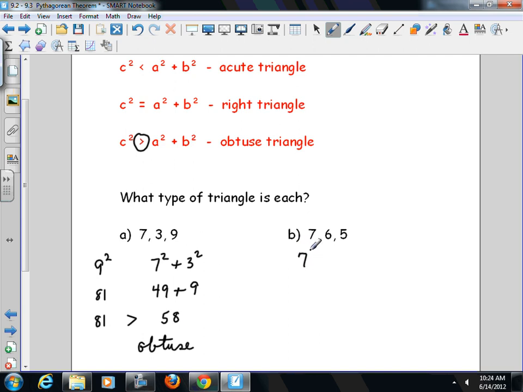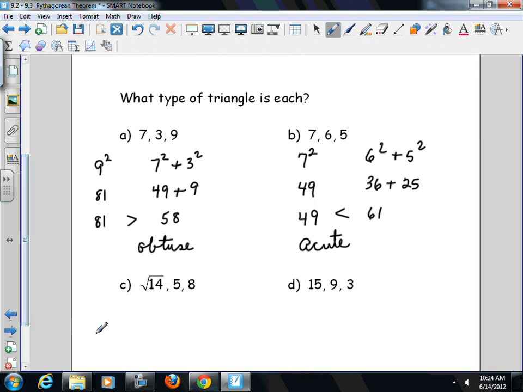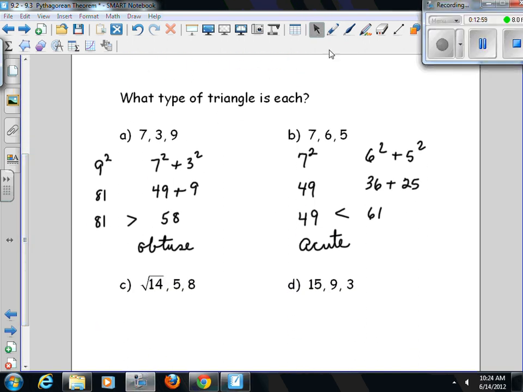Take the largest number, square it. Take the other two, square them, and add them together. We have 49, and 36 plus 25. 36 plus 25 is 61. So is 49 less than, greater than, or equal to 61? It's less than. Well, the less than symbol goes with the acute triangle. So this one's acute.